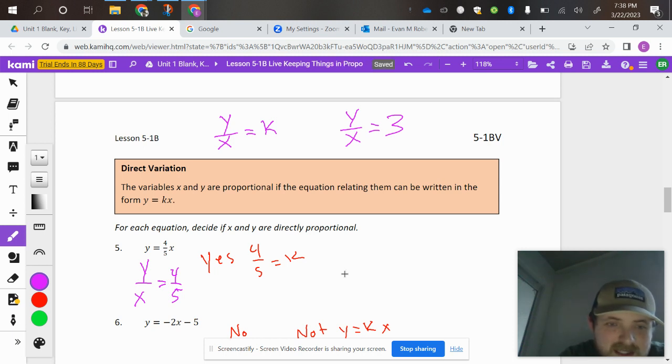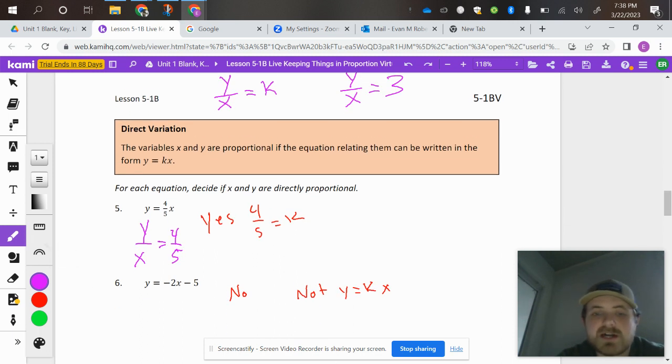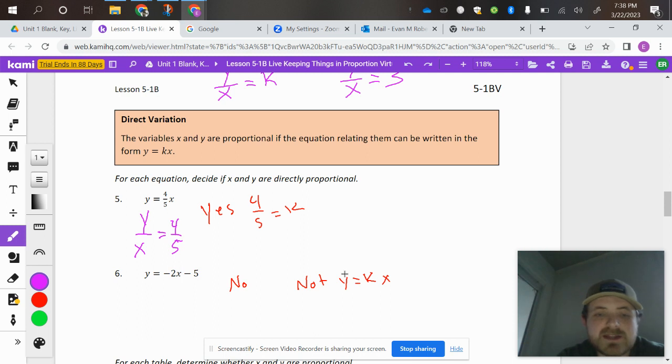Or you could have just seen like 4 over 5 is literally just perfectly matched up with that k spot right there. So both of these are fine to think about direct variation like that. It just has to do with the concept of proportionality. So again, the answer for number 6 would be no, because it's not in that y equals kx form. The issue is that extra -5 right there. That extra -5 is not helpful.